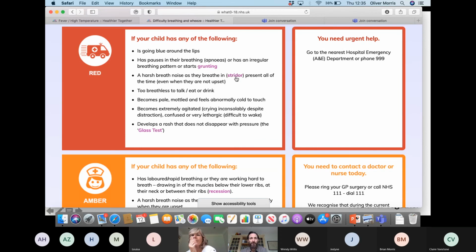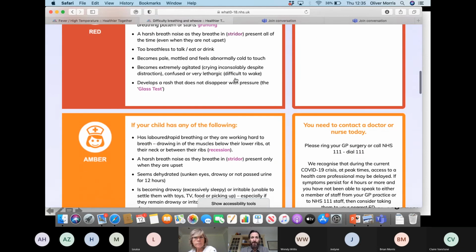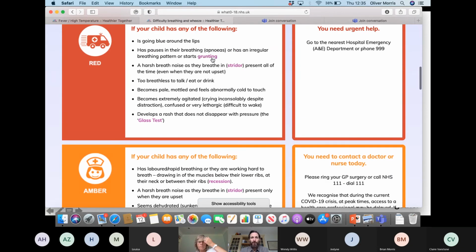So there's a bit about picking up stridor, particularly stridor at rest, which is obviously a red feature of croup and needs a more urgent assessment. Whereas if they've just got stridor when they're agitated, then that's something that could potentially be seen by a GP and managed with steroids if they're okay otherwise. There are some links to other videos about what grunting sounds like and what stridor looks like, if they want to.